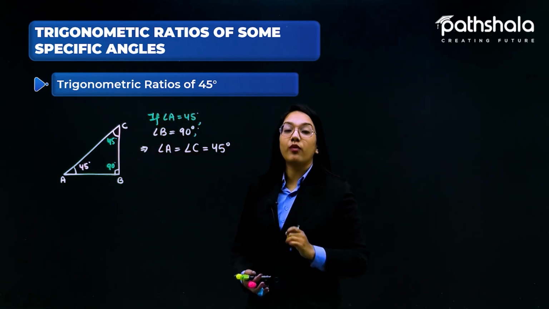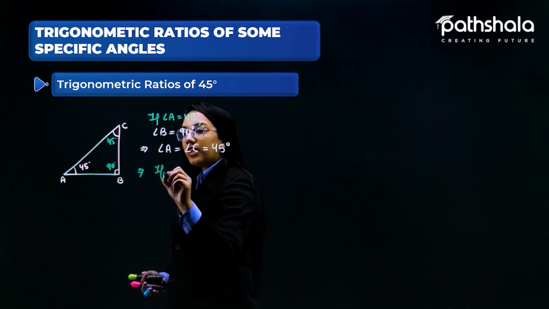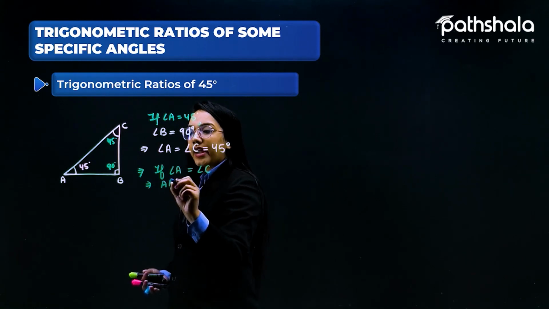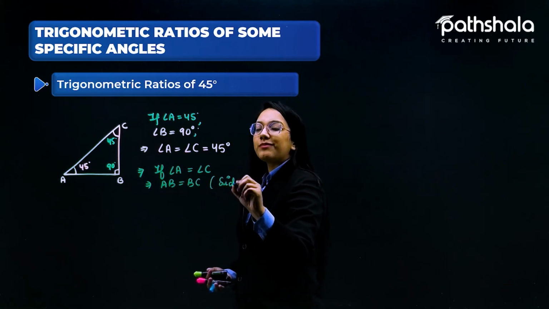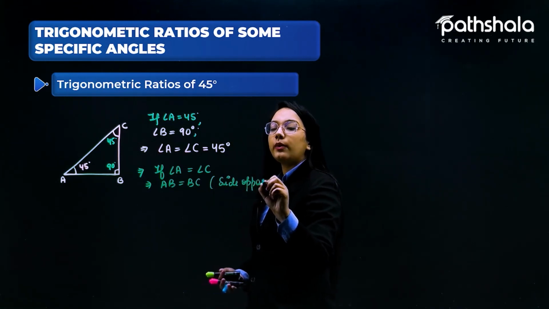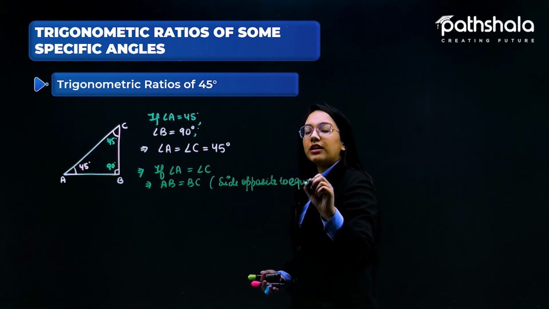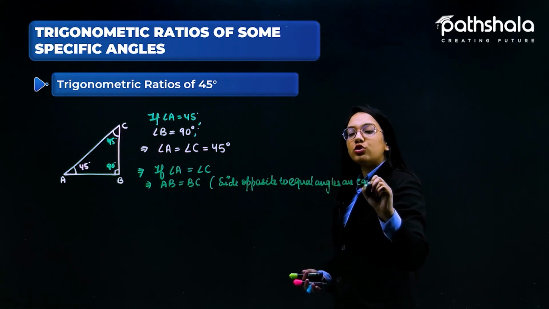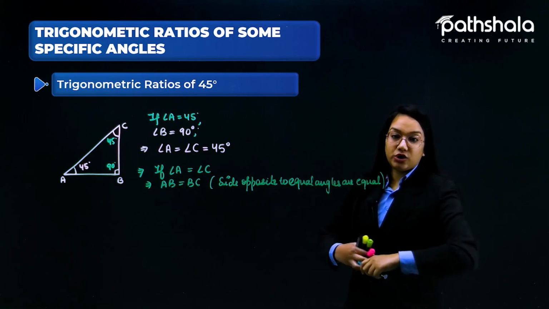Now you can see that we know a particular fact: if angle A is equal to angle C, it implies that side AB is equal to BC. Why so? Because we know the concept that sides opposite to equal angles are equal. It means that these two sides are definitely equal to each other.